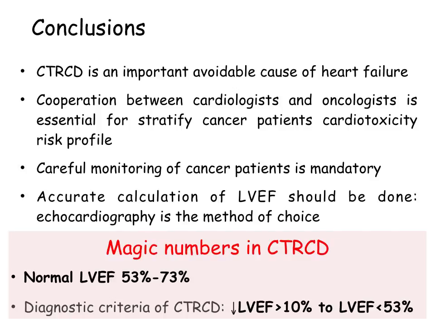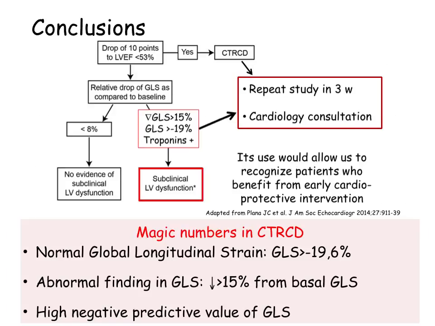Keep in mind these magic numbers: normal EF 53 to 73%, and the diagnostic criteria of CTRCD, a decrease in ejection fraction more than 10% to an ejection fraction below 53%. Because a decrease in EF is a late event, a new approach based on the measurement of cardio-specific biomarkers and new imaging techniques has been proposed to reduce CTRCD and to recognize patients who will benefit from early cardioprotective intervention.